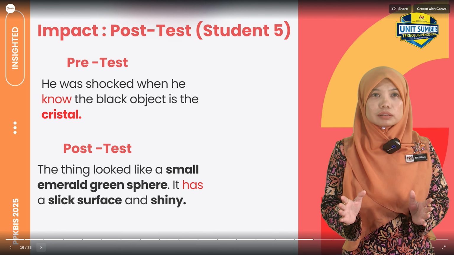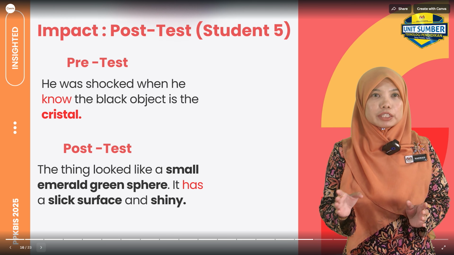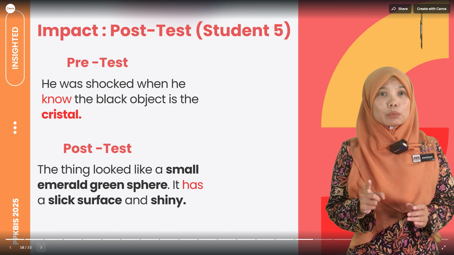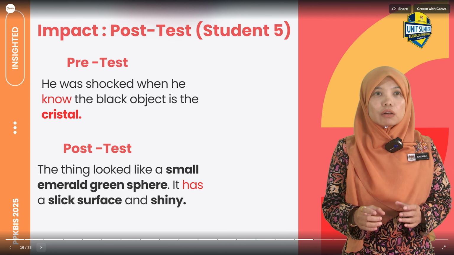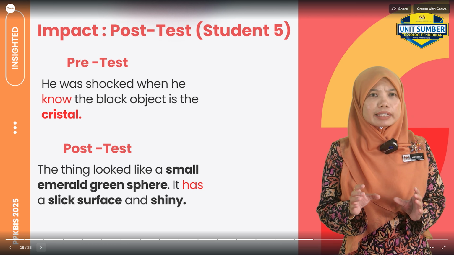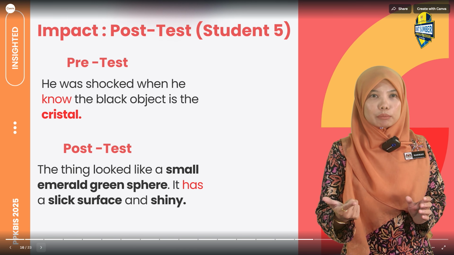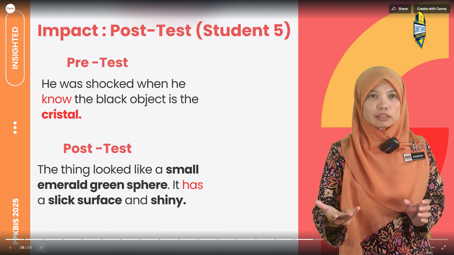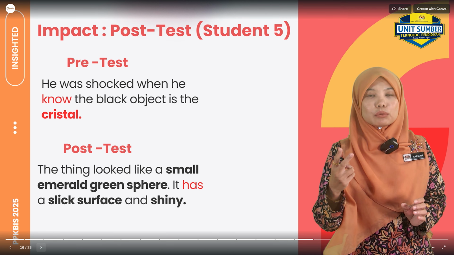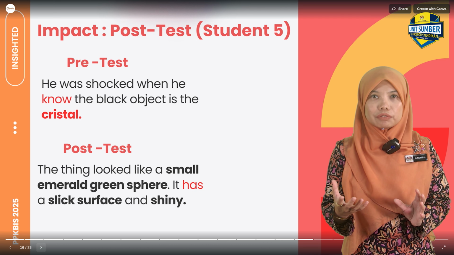This is another sample from student 5. For the pre-test, he wrote, he was shocked when he knew the black object is a crystal. There is only one description of the object, which is that the object is a crystal. While for the post-test, this student wrote, the thing looked like a small emerald green sphere. So you have small, you have emerald, you have green, and you have sphere. There are 4 descriptions there. It has a slick surface and shining, and you have 2 more descriptions. So here the descriptions are richer and more vivid.